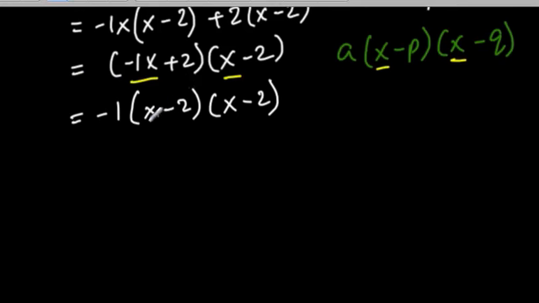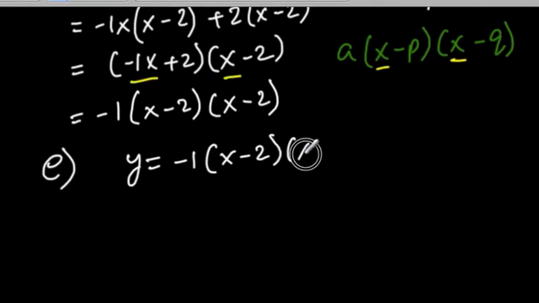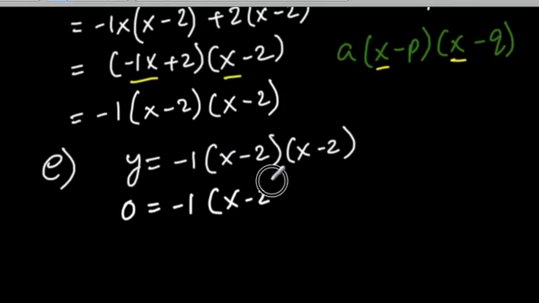Sorry, and then the next one says find the x-intercepts. So that's E. So in order to find the x-intercepts, y is equal to -1(x minus 2)(x minus 2). So in order to find the x-intercepts, it's always when y is equal to 0. So negative 1, x minus 2, x minus 2. Oh, x minus 2. That's 2. Let me just clarify that, just to make sure there's no problems. So that's x minus 2.